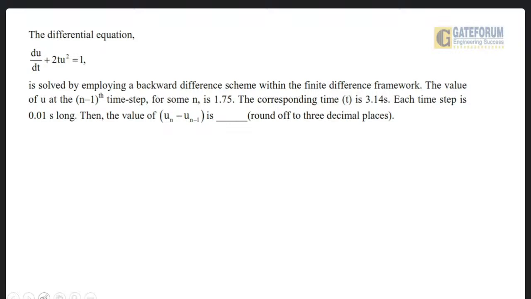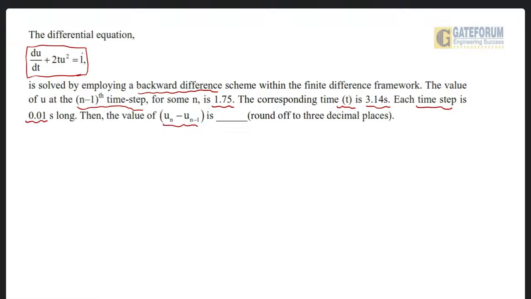This is from engineering mathematics, from the topic numerical methods. Subtopic is numerical solution to ordinary differential equation. So backward difference means Euler's backward iteration formula. The n minus 1 step means the un minus 1 value is given at the corresponding time tn minus 1, and the step size, that is the time step, is h with value 0.01. We are going to find un.